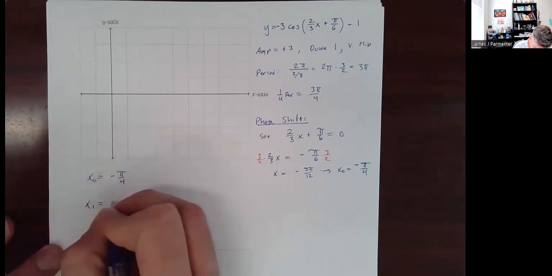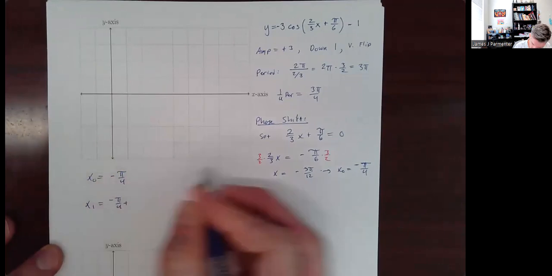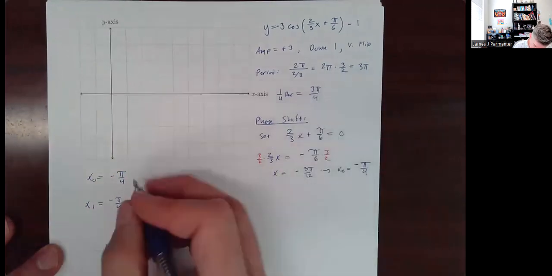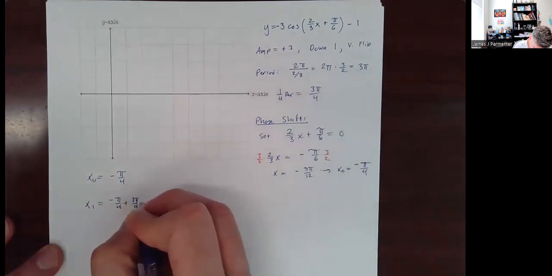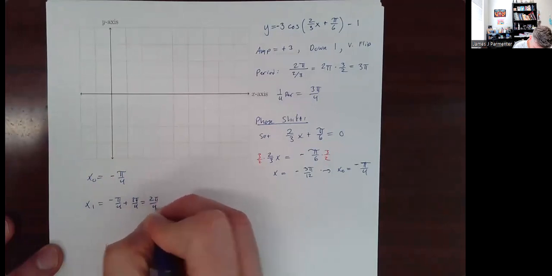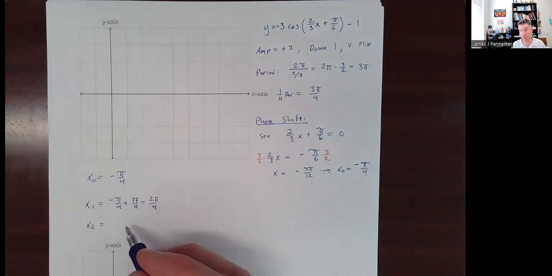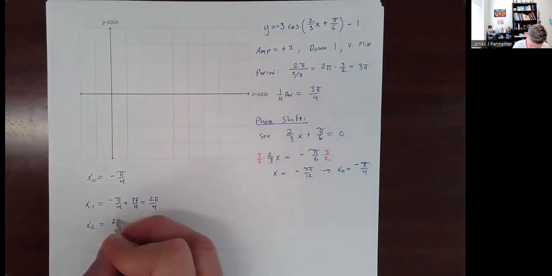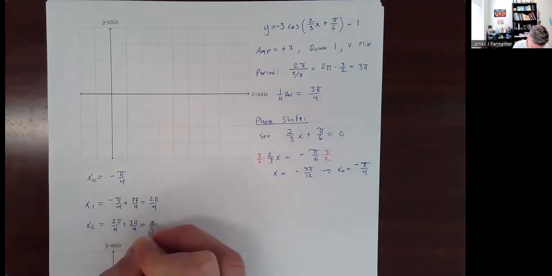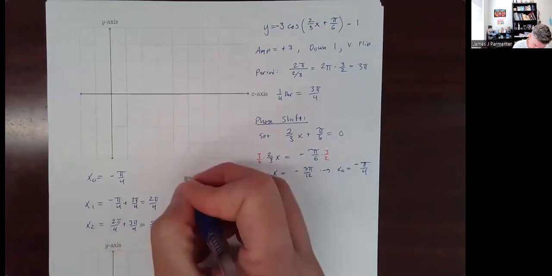My next one is going to be negative pi over 4 plus my quarter period, 3 pi over 4, which is going to give me 2 pi over 4. You don't have to show all this work. Now you can just be like, I know that 2 pi over 4 plus 3 pi over 4 is going to give me 5 pi over 4. So my next point is going to be 5 pi over 4. So I'm always taking the previous value and adding a quarter period.